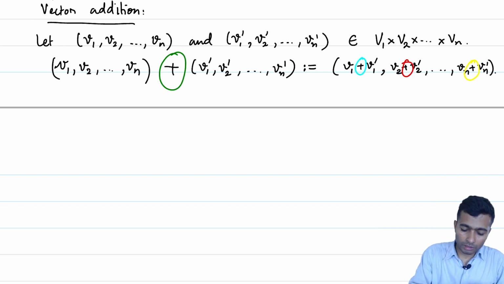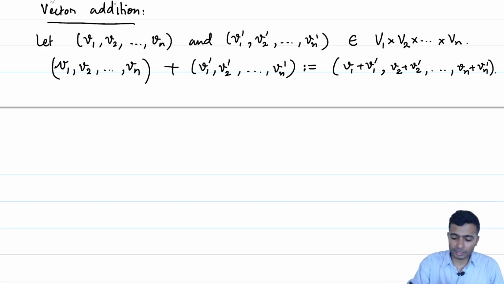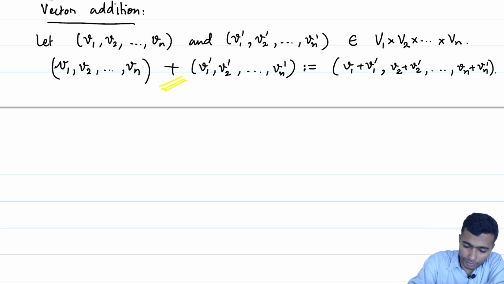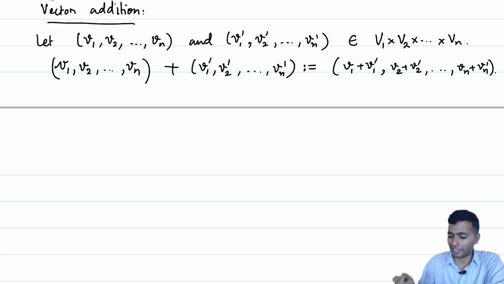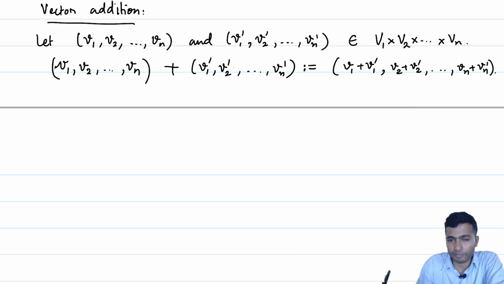However, the situation is clarifying which operation is being used where. The fact that this operation, this yellow one which I have just underlined, is the operation that is being defined is quite clear from the context, and we will be making use of this clarity in order to define such things. Alright, so we have defined (v1, v2, up to vn) plus (v1 prime, v2 prime, up to vn prime) to be component wise.